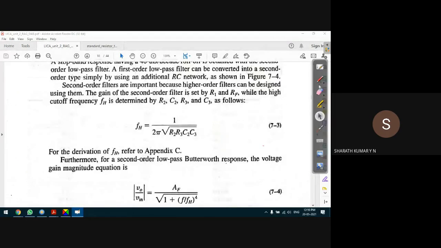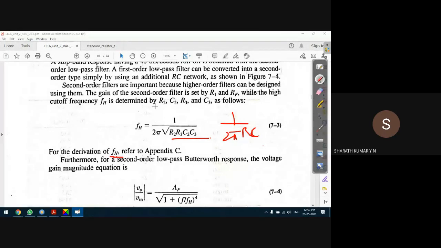So FH is given by 1 by 2 pi. Earlier it was only 1 by 2 pi RC. Now, with the impedance combination, it is 1 by 2 pi times the square root of R2, R3, C2, C3. The derivation of FH is not given here.